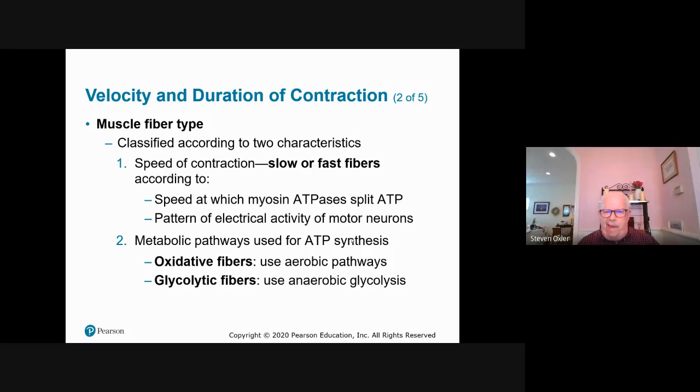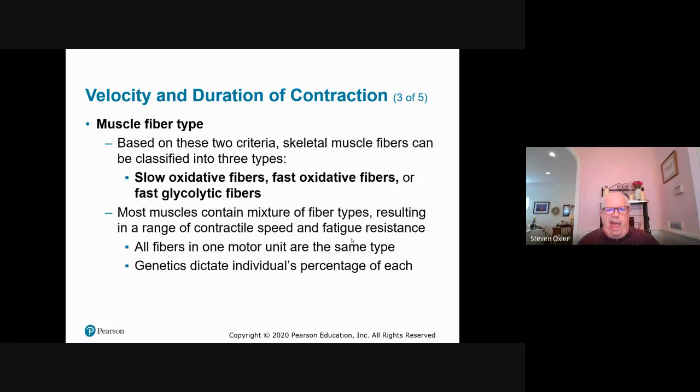So the two types of basic fibers that you have when you talk about metabolic pathways are oxidative fibers, which use oxygen, and glycolytic fibers, which use anaerobic glycolysis. They don't need oxygen. Okay? Important. The fiber type is really based on these two criteria. Skeletal muscle fibers can be classified into three types.